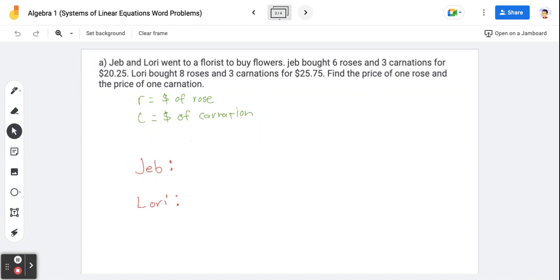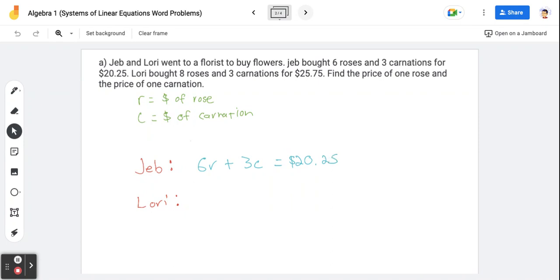So this one's actually very straightforward. Let's go ahead and make the system. Let's deal with Jeb first. What did Jeb do? Jeb bought 6 roses and 3 carnations, and we know the total amount of money that he bought it for. Okay, so watch what I'm going to do here. 6 roses plus 3 carnations equal a total amount of $20.25. And that's it in terms of creating his equation.